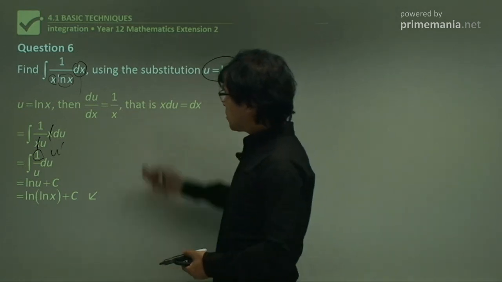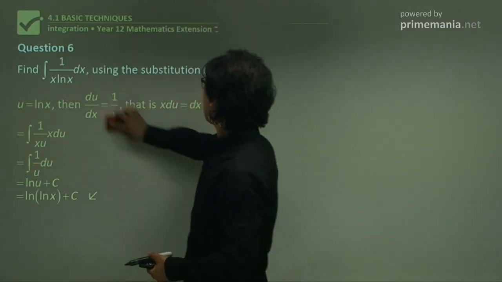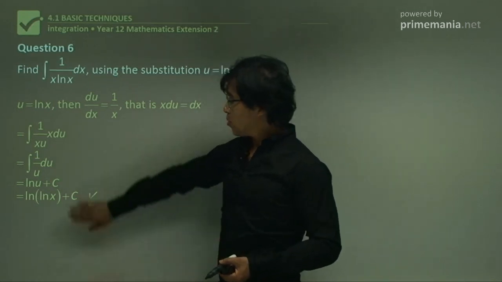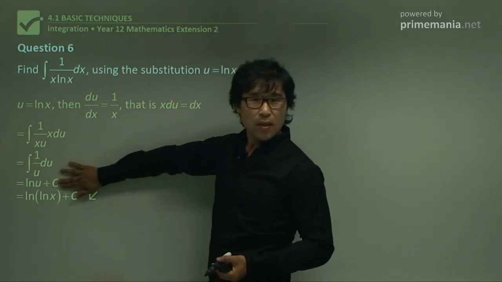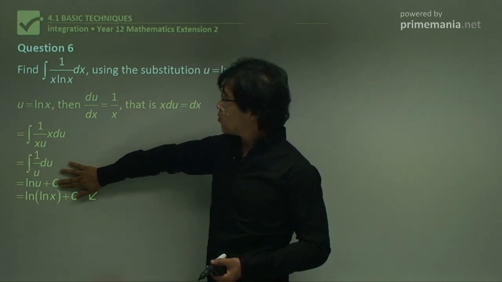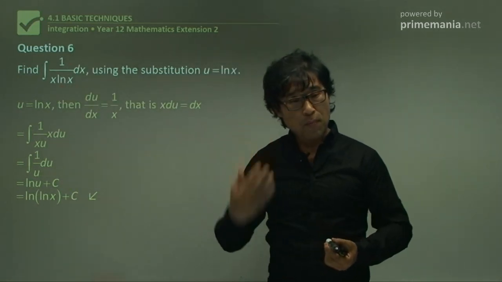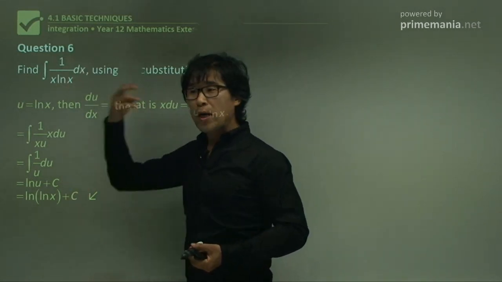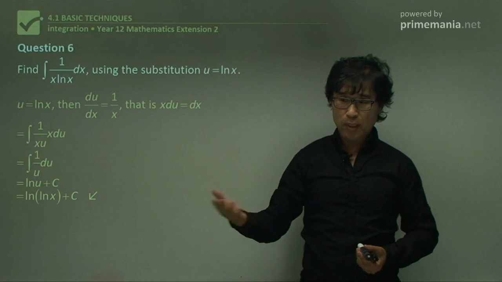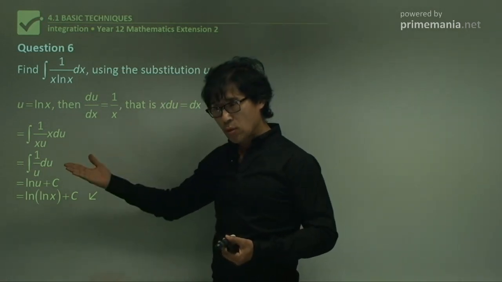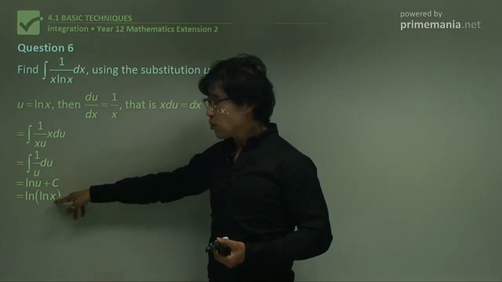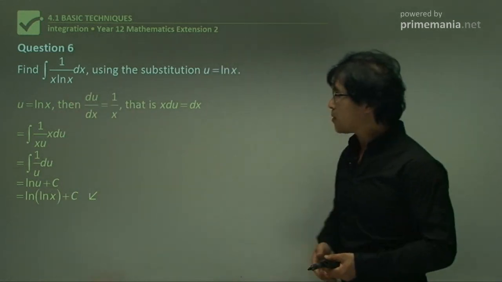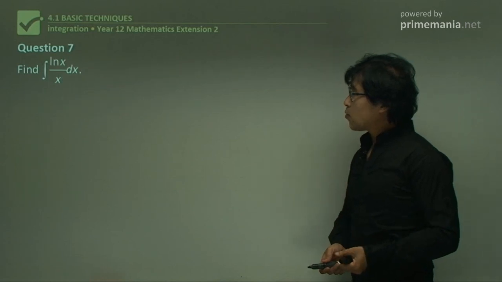Just one thing, I'm repeating what you have to do. Most people leave the answer like this, and I don't want you to do this. Once you think, I'm pretty sure this is the right answer, always go back to the question, see what letter was being used in the question, and write your answer with the same letter as in the question. That's question 6. Question 7.